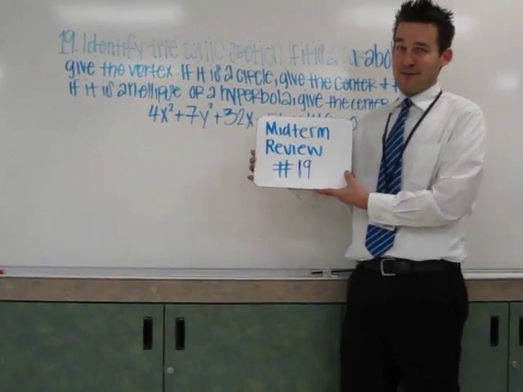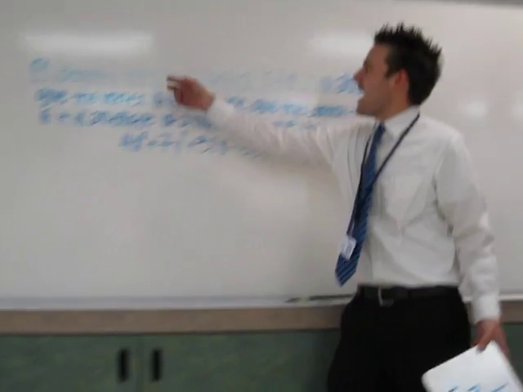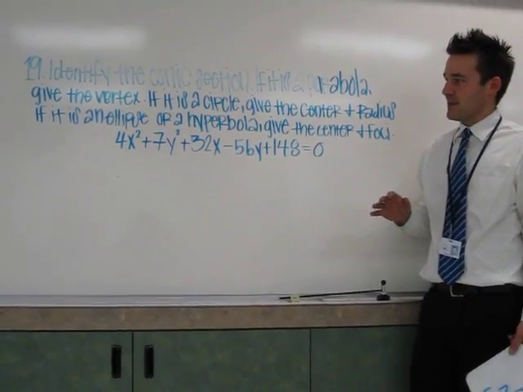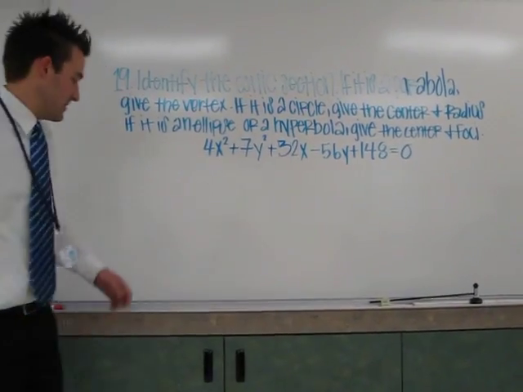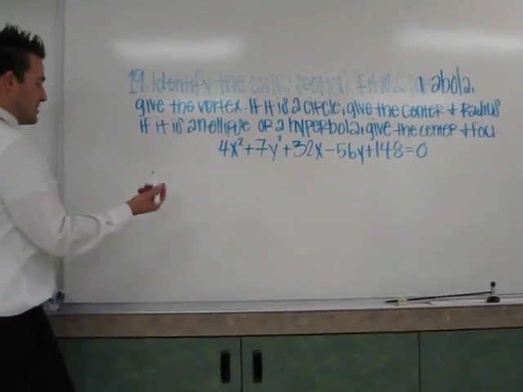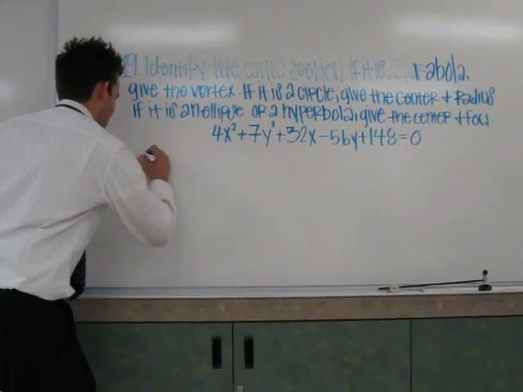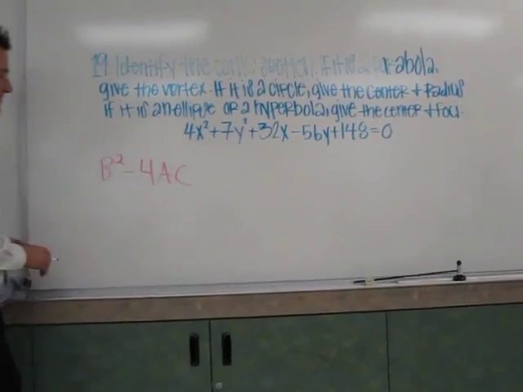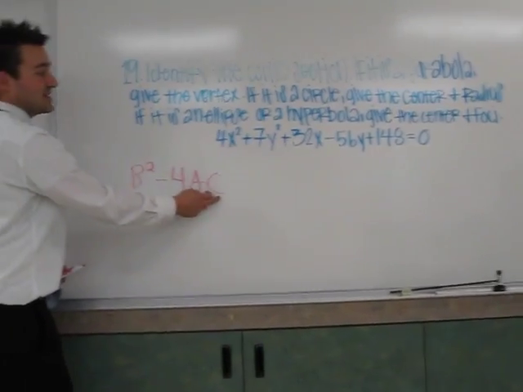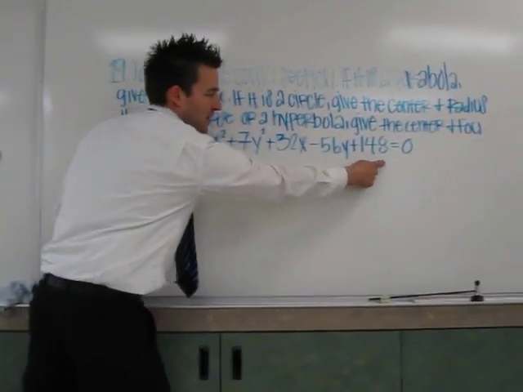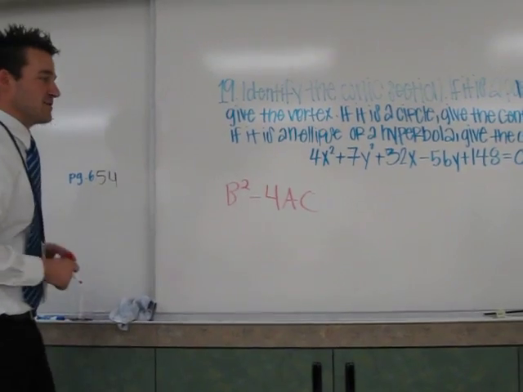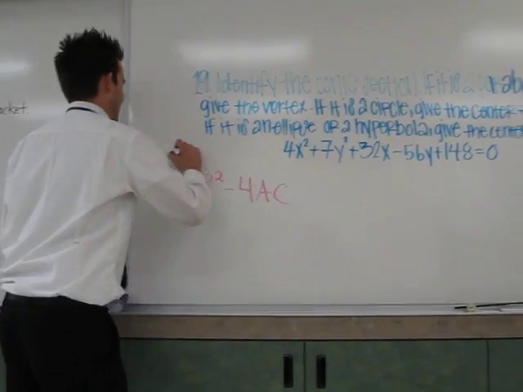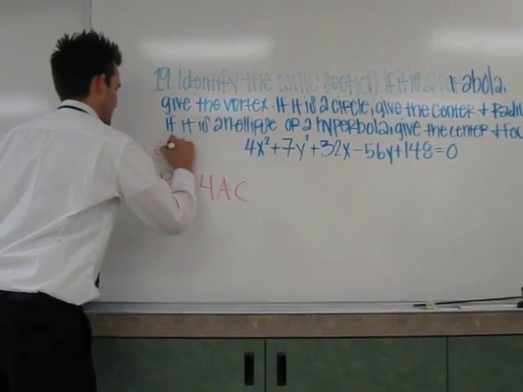Number 19 of the midterm review packet says, identify the conic section. Let's start with just that piece. Now we can do this by calculating the discriminant. To find the discriminant, we look at b squared minus 4ac, where b, a, and c are all coefficients from this big standard form it's written in. If you need more help finding the discriminant, check out page 654.